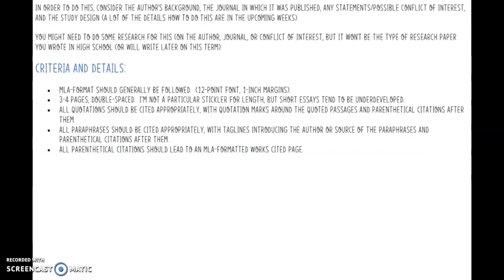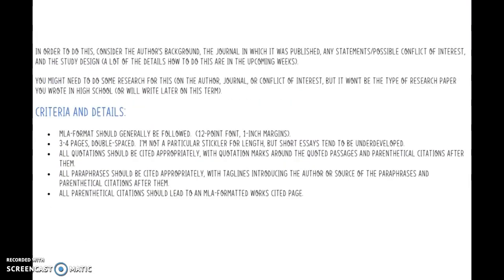Okay, in order to do this, there are some specific things to think about: the author's background, the background of the journal in which it was published, statements about conflicts of interest, and then, of course, the study design. And next week, we're going to spend a lot of time learning how to do this. You might need to do a little bit of research for this, just to understand who the author is, or where the journal came from, but it's not going to be the sort of research paper that you wrote in high school. We'll work on those in Essay 3 and 4.